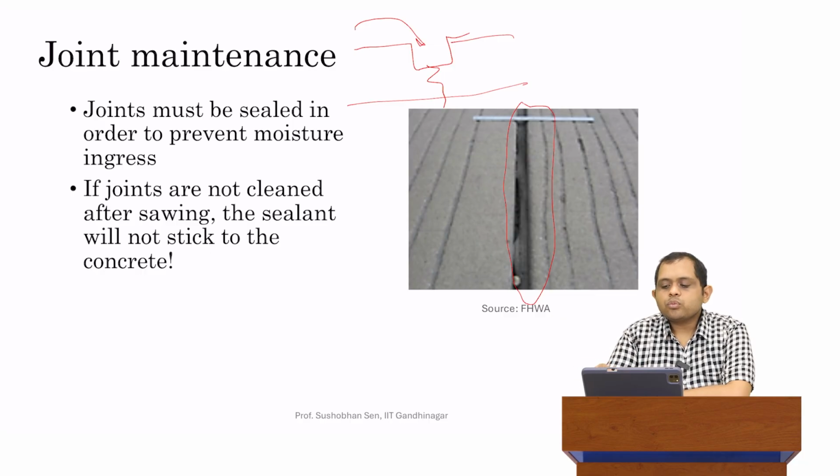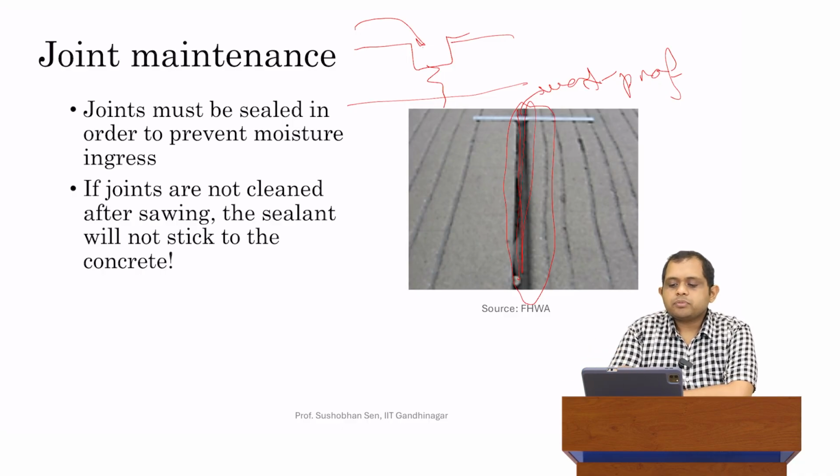So what we do is we just inject this sealant. It comes in a tube. We inject the sealant into the joint, and being polymeric, it is waterproof. So this waterproof sealant then prevents moisture from entering and getting into the base layer.